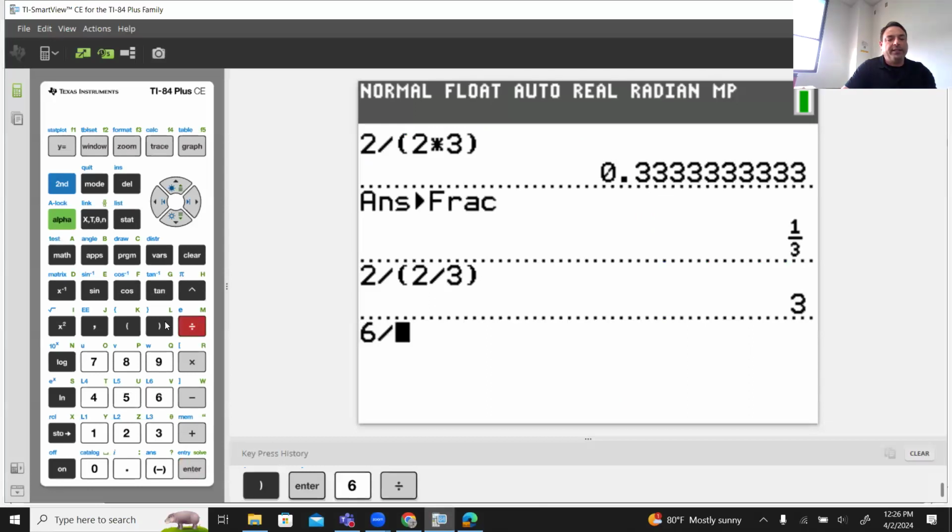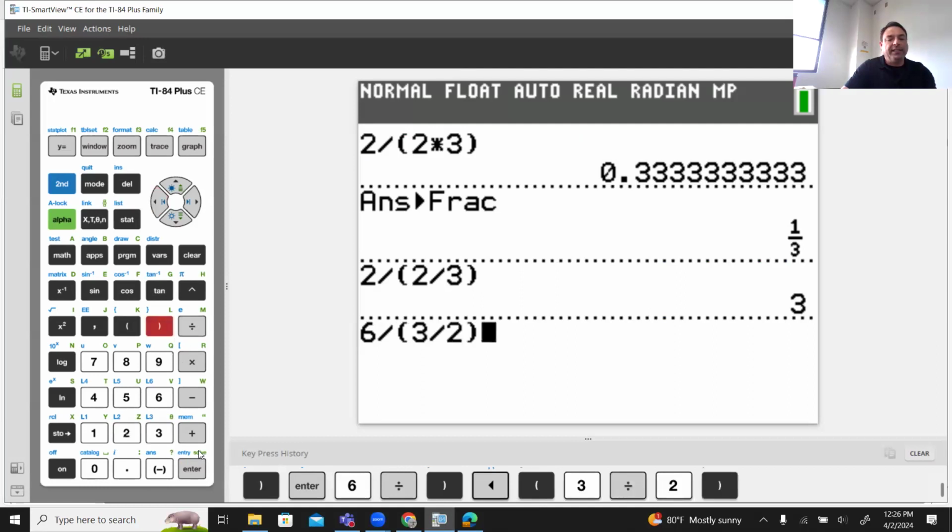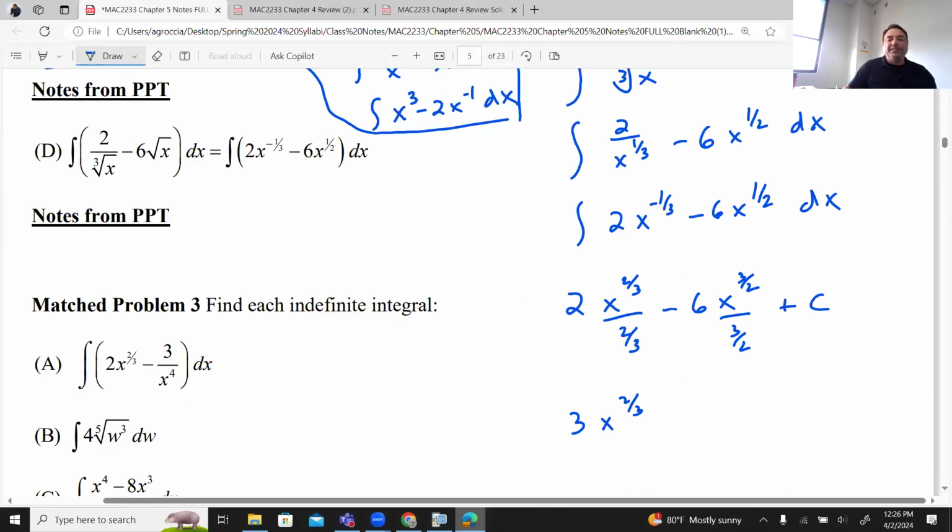6 divided by 3 over 2 looks complicated. It's just 4. It's just 4, right? This is why we simplify simple numbers. And that would be your final answer.